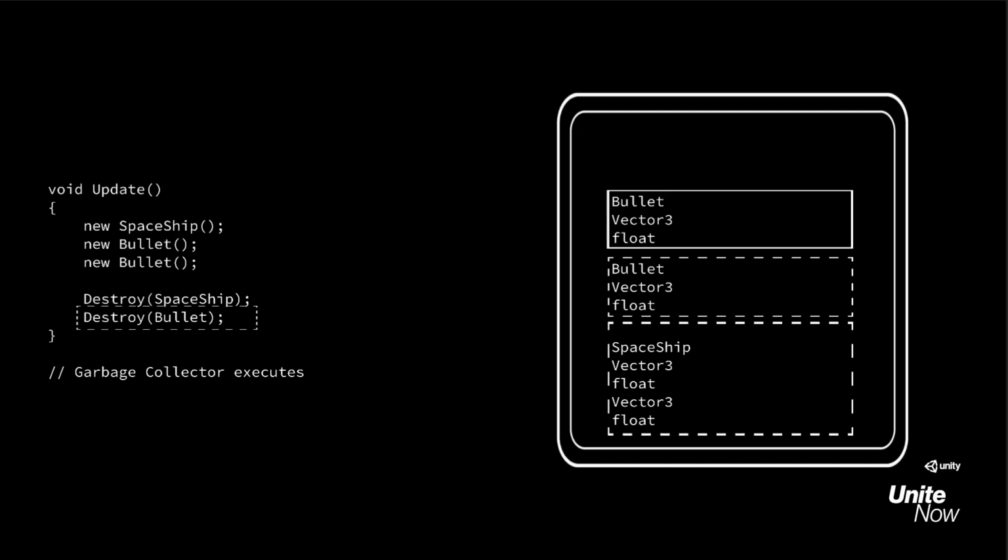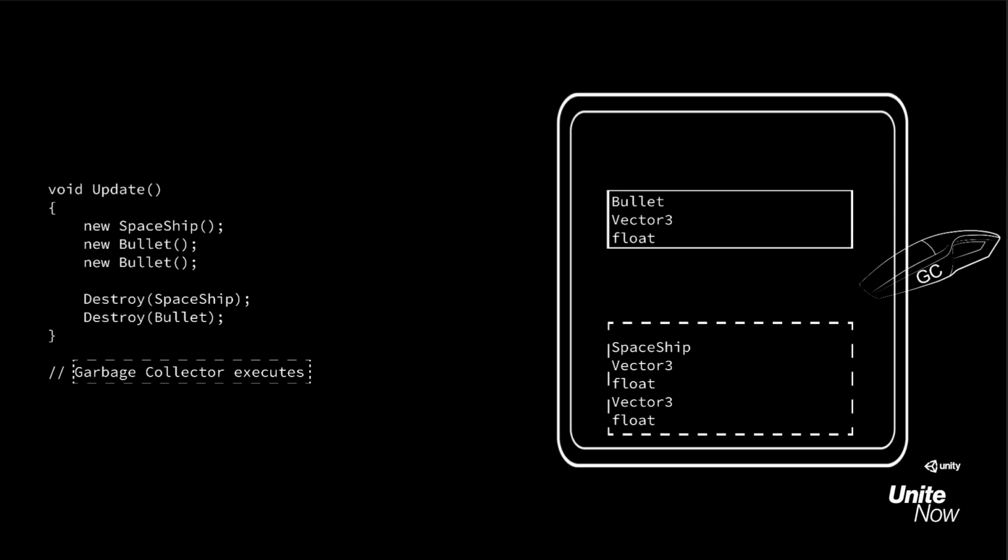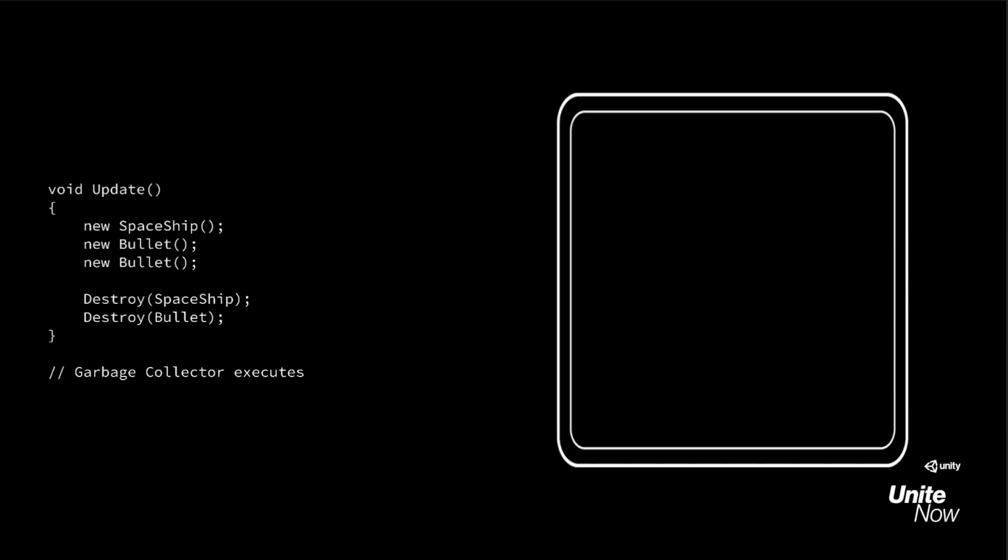And what it has to do is to iterate through the collection of objects or memory in the heap and find the stuff that needs to be released. So you can see the garbage collector says this bullet is still in use, so I'm not going to do anything. This other bullet is now ready to be released, and the same for the spaceship.